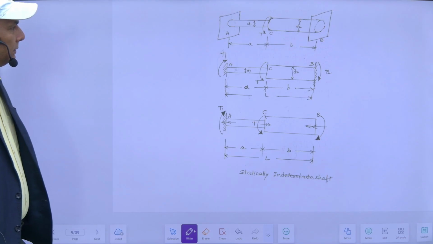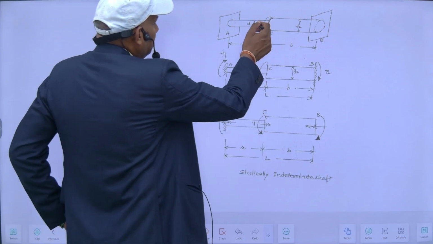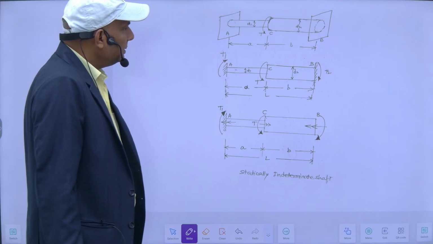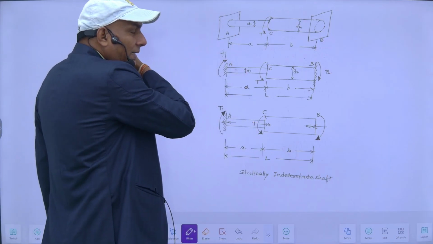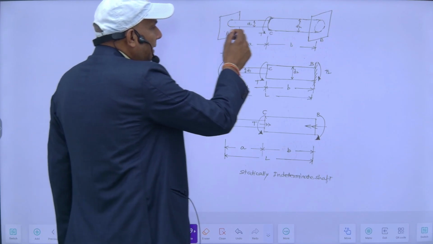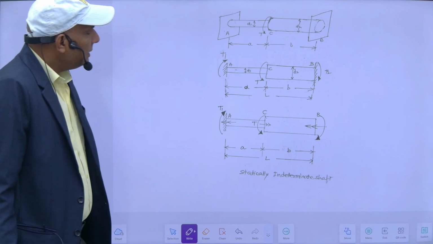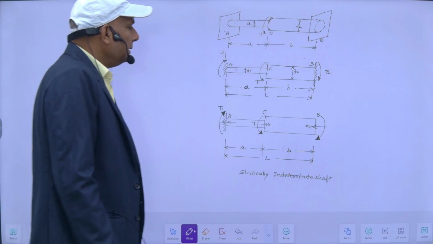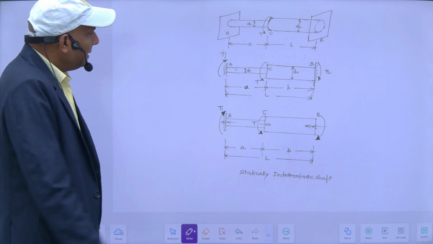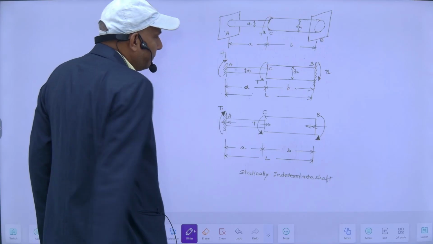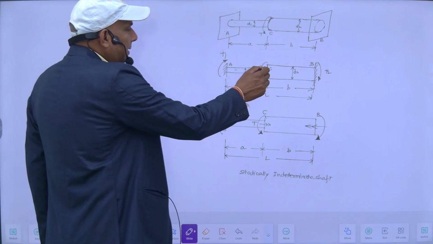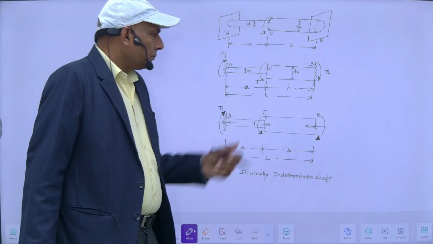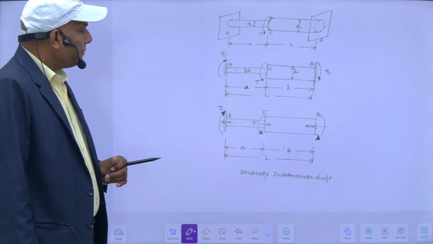Suppose I have a bar. These are two shafts. One has diameter D1, the other D2, and both are properly coupled here. They are rigidly fixed at A and B, and a torque T is acting at this junction C. Its length is a, its length is b, total length is L, and this torque T is acting at this junction, and I have to solve this problem. So how can I proceed?